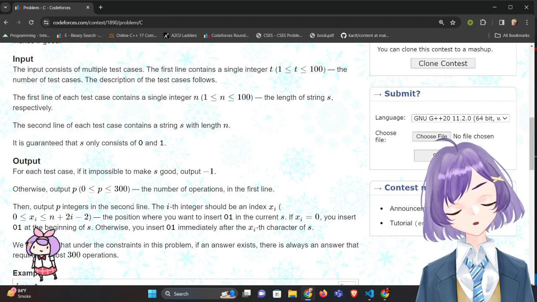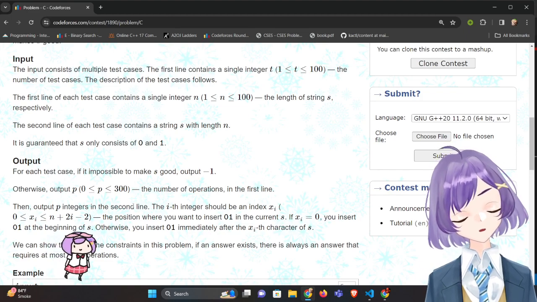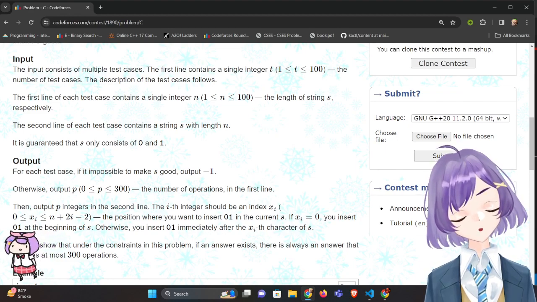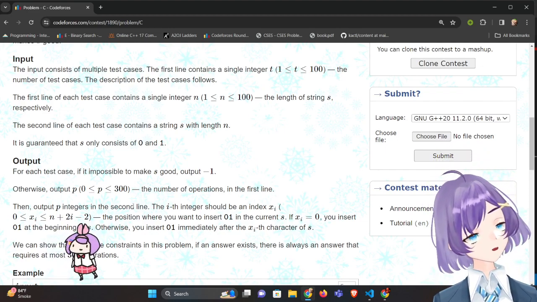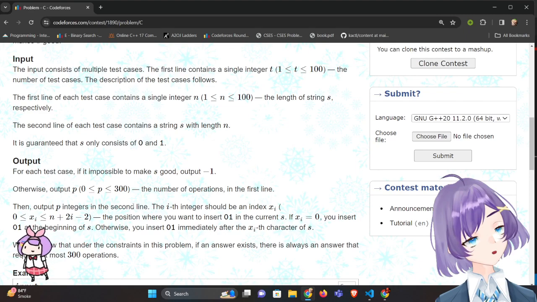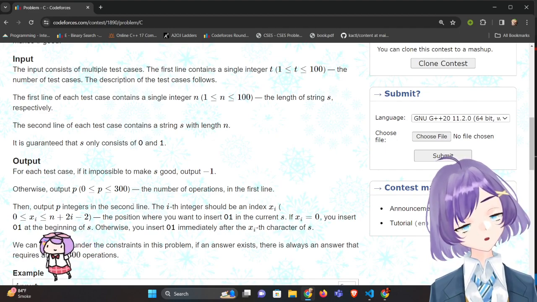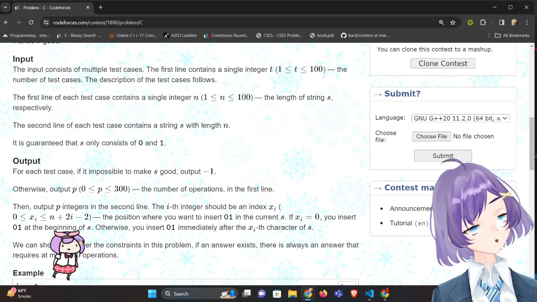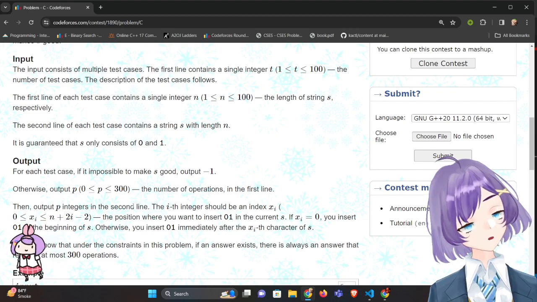So if A of I is equal to A of j, if both of them are 1, if A of I equals 0, then we add 0 1 after j and shift j. But how to write this?